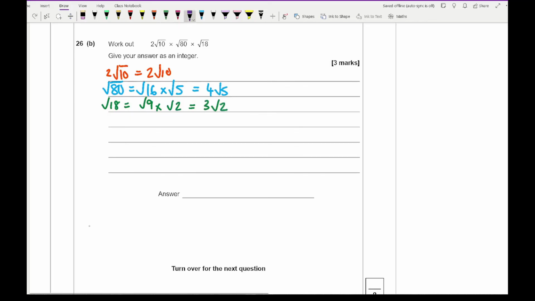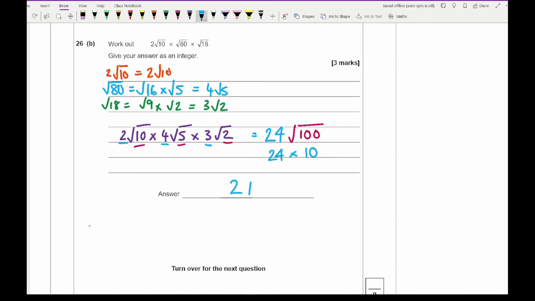So what this then becomes is 2 root 10 times 4 root 5 times 3 root 2. So if I deal with the numbers outside first, I've got 2 times 4, which is 8, times 3, which is 24. And then if I multiply the surds together, I get root of 100. Now root of 100 then therefore becomes 10, so 24 times 10. 24 times 10 is 240.